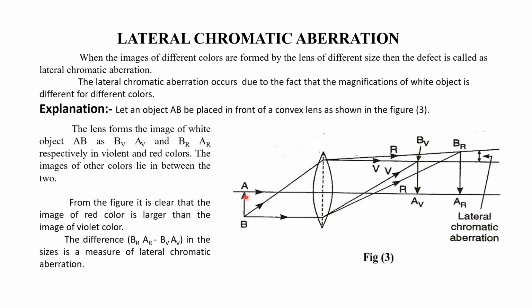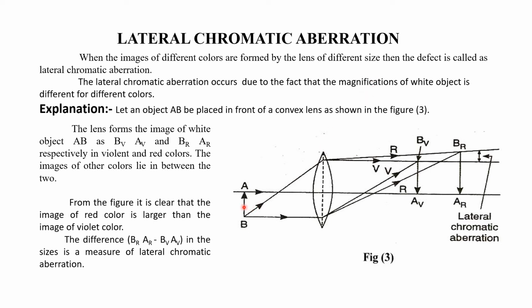For example, suppose here an object size is 2 centimeters. When the light rays from this object are made to pass through this lens, it forms the image like this. Suppose the image size is 6 centimeters. Now, the magnification can be calculated as the size of the image, 6 centimeters, divided by the size of the object, 2 centimeters, that is equal to 3. So in this case, the magnification is 3.